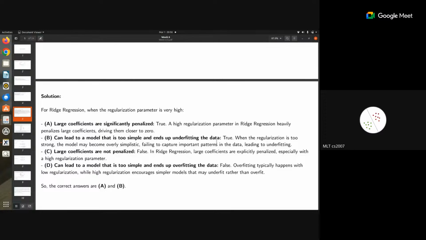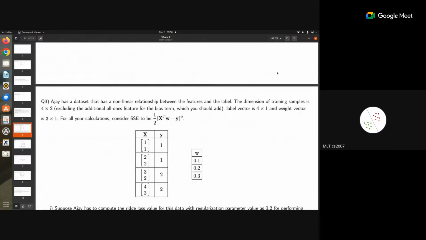This is all four options. So option A and option C, is there any? So once option A is correct, then definitely option C should be wrong, right? Yes, sir. Option D. Okay, so it is not overfitting. It is going to be underfitting. So that's why option A and B are correct options.